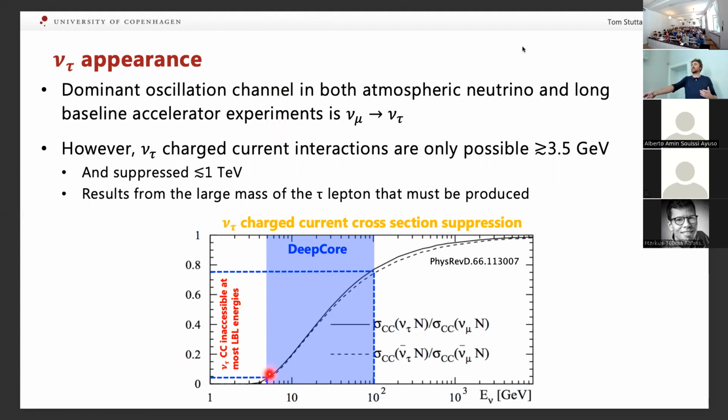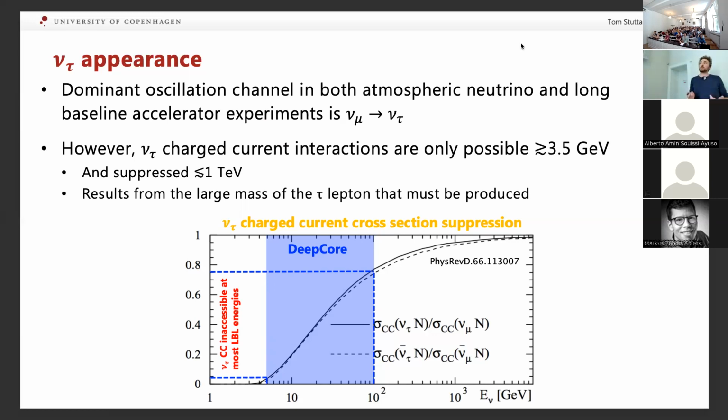As you can see here, the cross section is really strongly suppressed, even up to the TeV scale. So most accelerator experiments operate below 3.5 GeV or around that scale, and so they can't really see these tau neutrinos. When they're measuring muon to tau neutrino oscillations, what they're really doing is seeing muon neutrinos disappear. But they never actually see the tau neutrinos appear. It's inferred. That's what we believe the model does.